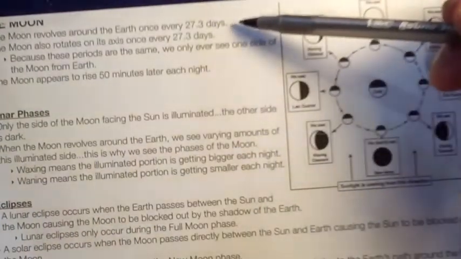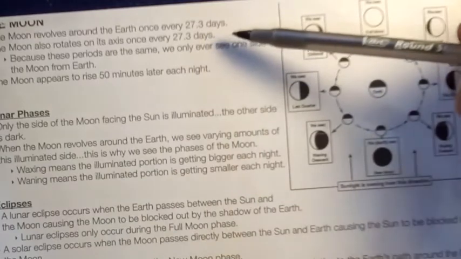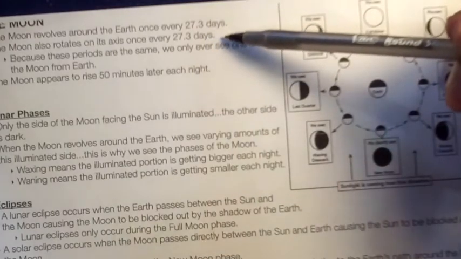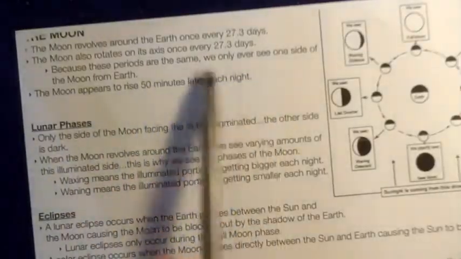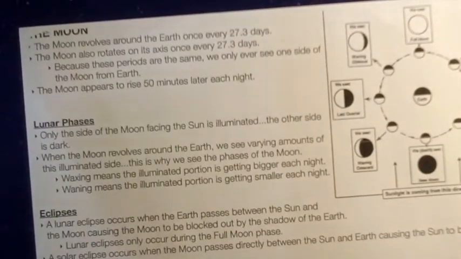The moon. The moon revolves around the Earth once every 27.3 days. The moon also rotates on its axis once every 27.3 days. Because these periods are the same, we only ever see one side of the moon. The moon appears to rise 50 minutes later each night.